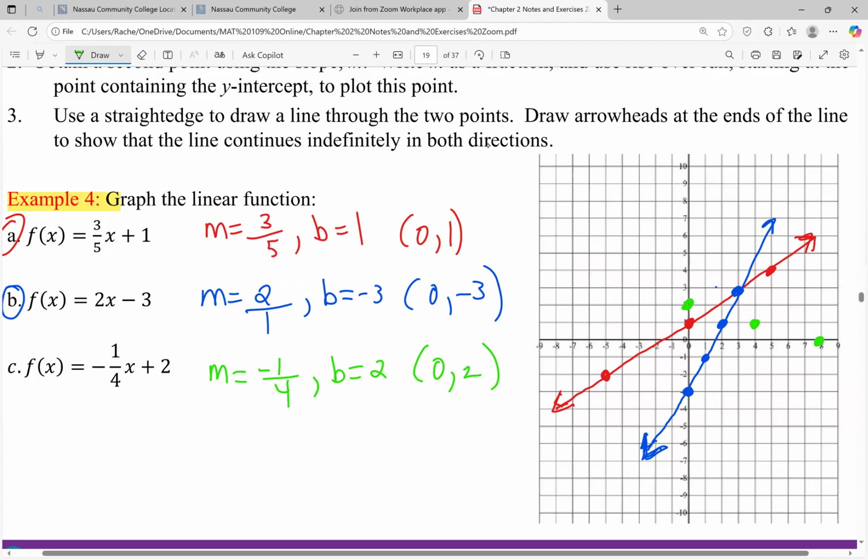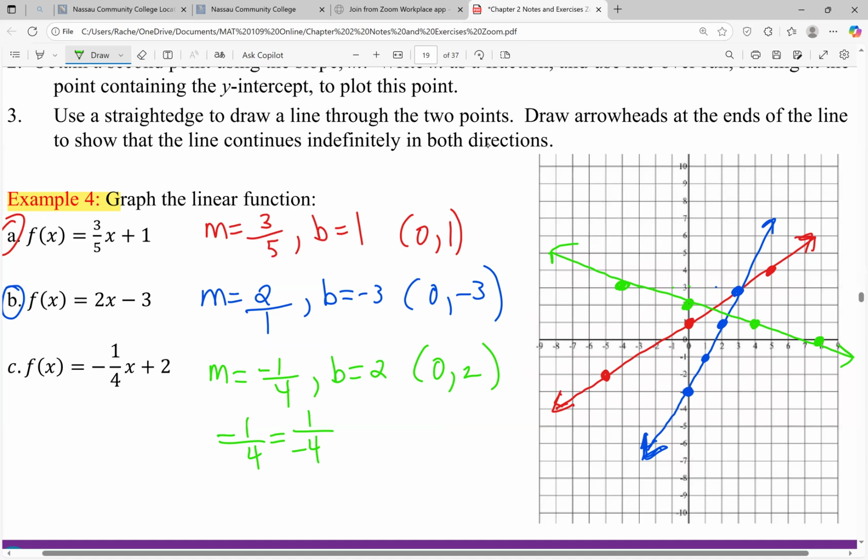I could have also started at (0, 2) and moved up 1 and back 4. 1, 2, 3, 4. It's the same thing because -1/4 is the same thing as 1 over -4. It doesn't matter if you assign the negative to the numerator or denominator. You just can't assign it to both because then that's really positive, right? So this is what my line looks like in green. So that would be the line y equals -1/4 x plus 2.